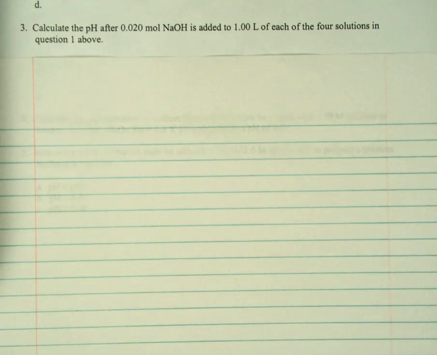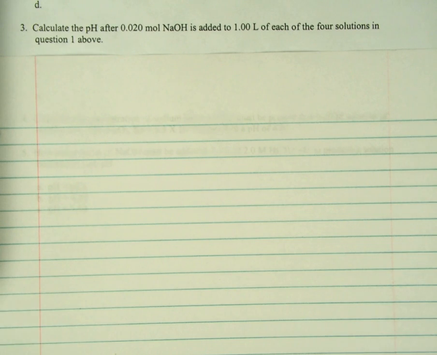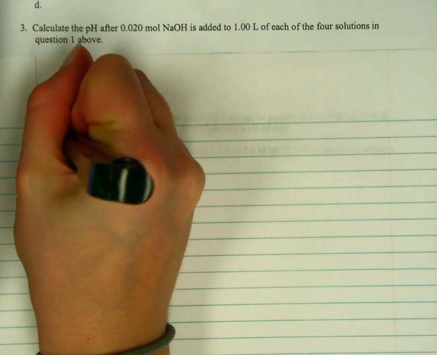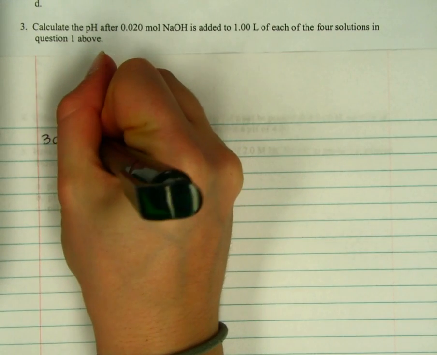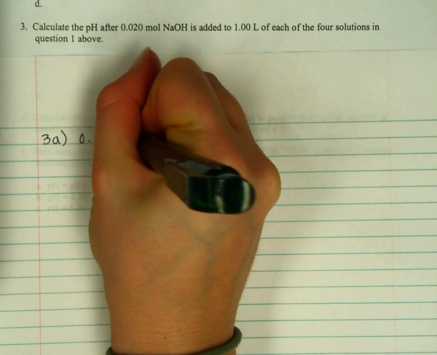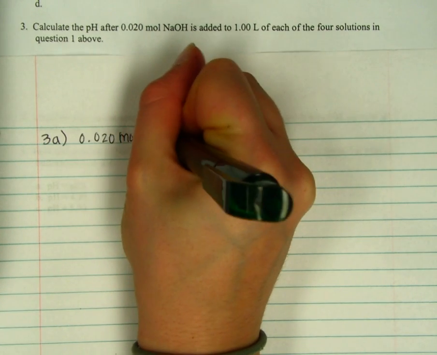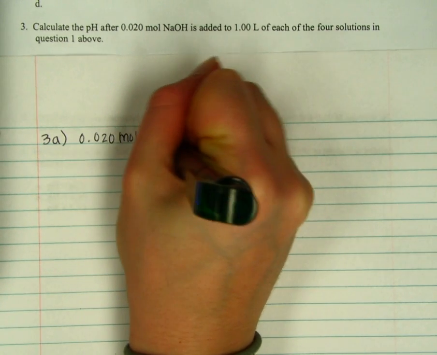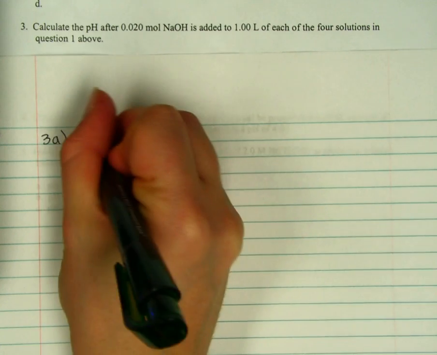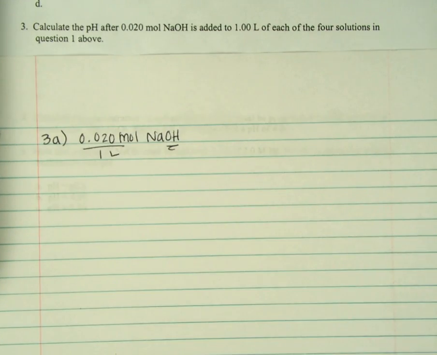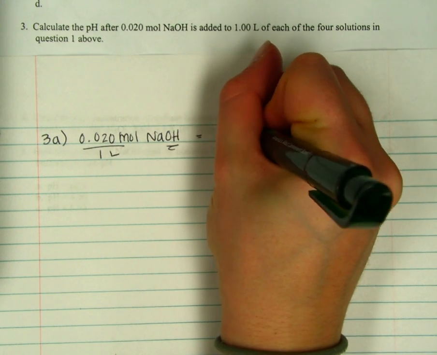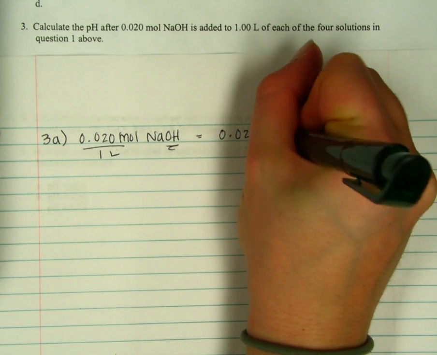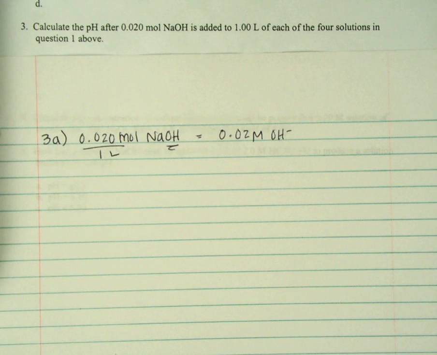This is the buffer problem set 3A. So 3 is very similar to problem 2, except the difference is we're adding base. So we're adding 0.020 moles of NaOH, which I know is really just adding OH minus, that's the important part, in 1 liter of solution. So this means that I'm really adding 0.02 molar OH minus to the solution.